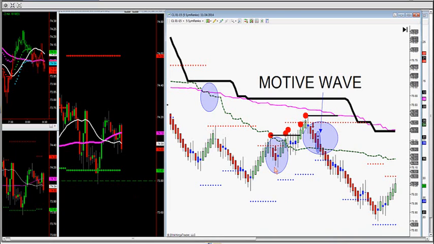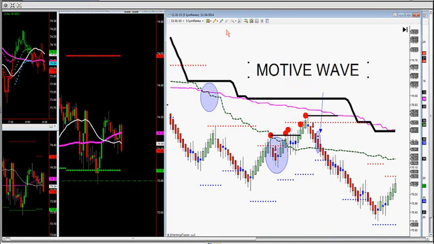But the biggest thing is this: we need the triangle to pop up, right? The triangle to pop up to show us that's the exact entry level that we want to get short. So the difference between a motive wave and a corrective wave, remember, this is a number 3 pattern.